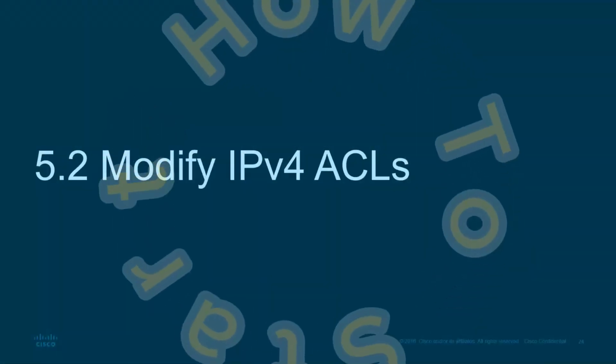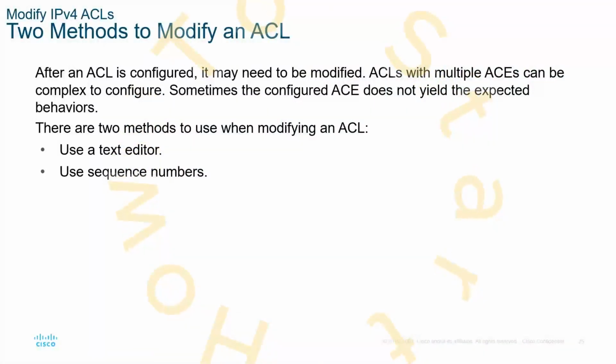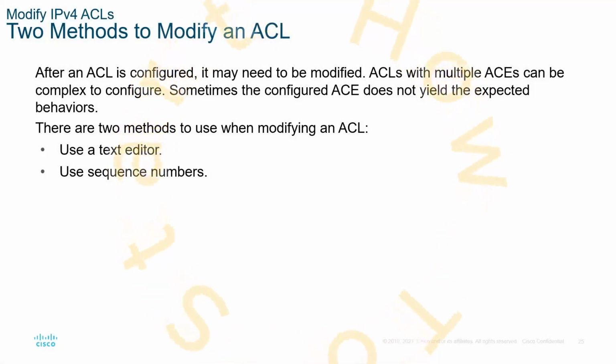So what happens if you make a mistake and you need to modify it? There are two ways to do this. After an ACL is configured, we may have to modify it. ACLs with multiple ACEs can be complex to configure, so sometimes the configured ACE doesn't yield the appropriate response. So how do we modify it? Either a text editor or a sequence number.